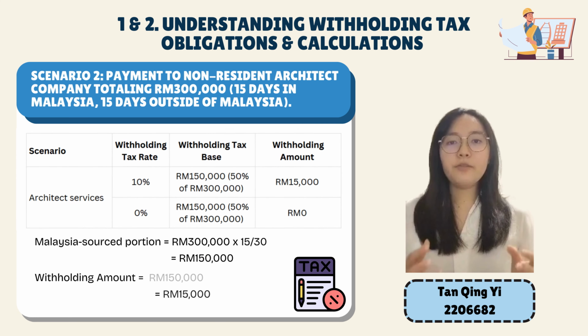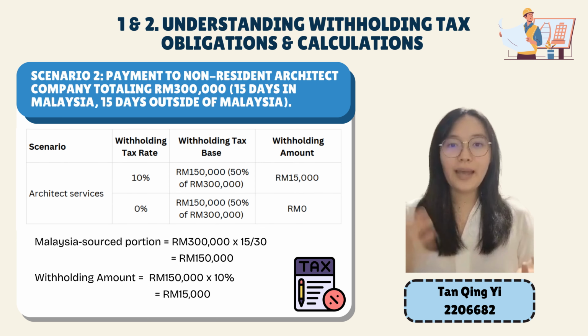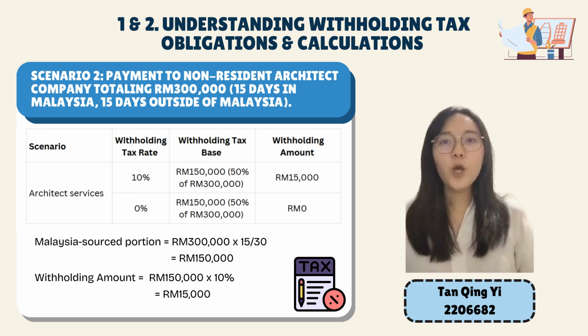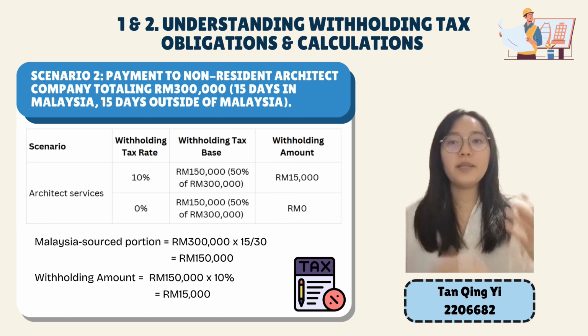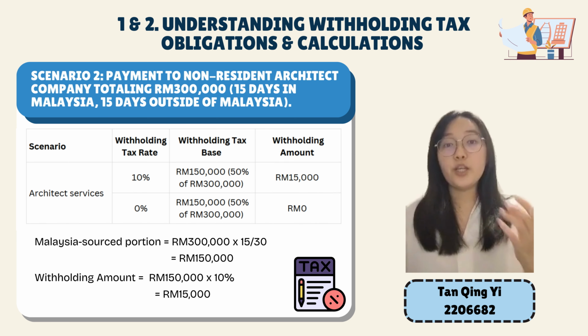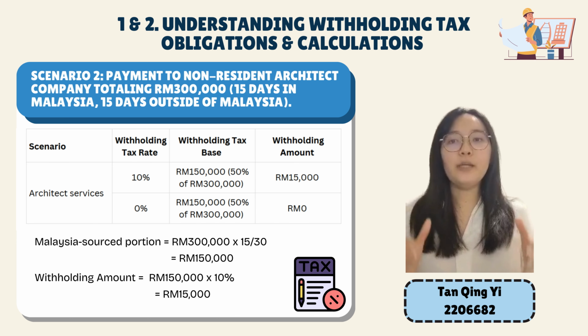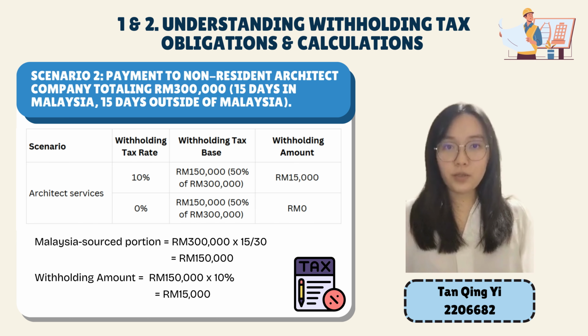For the calculation, we have to separate the Malaysia source portion and the non-Malaysia source portion first, which is 150,000 each. Then we will multiply the 10% by the Malaysia source portion of 150,000, and we will get a withholding amount of 15,000.